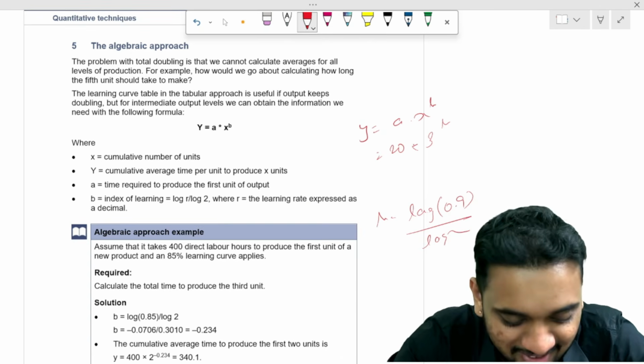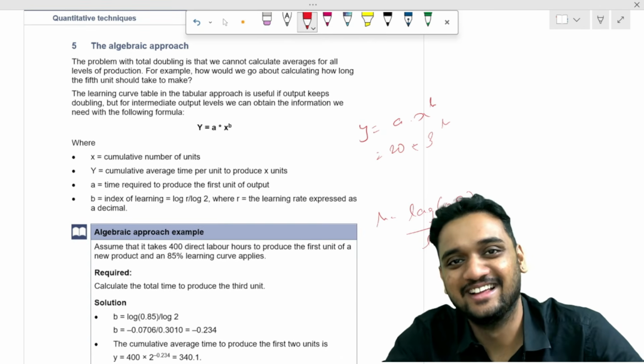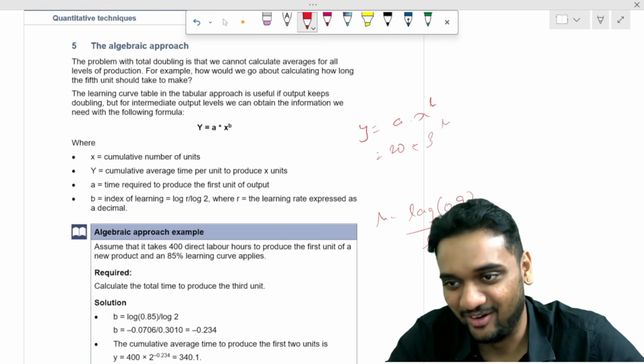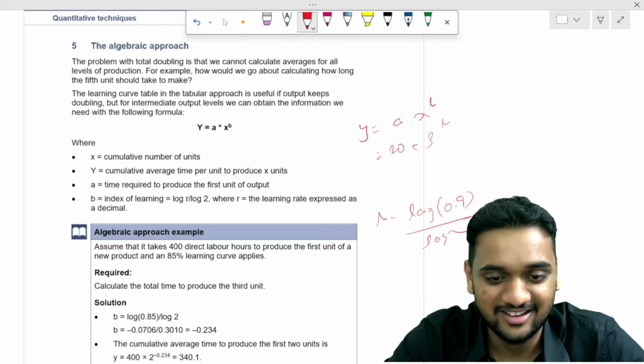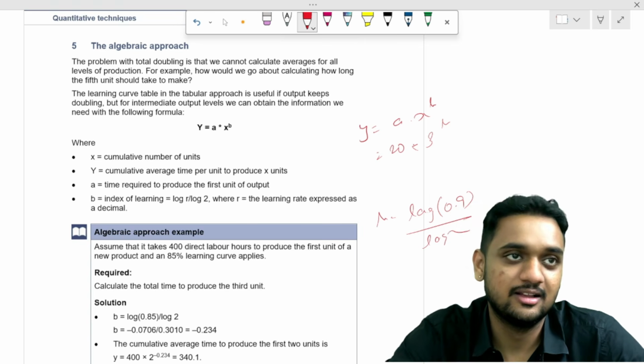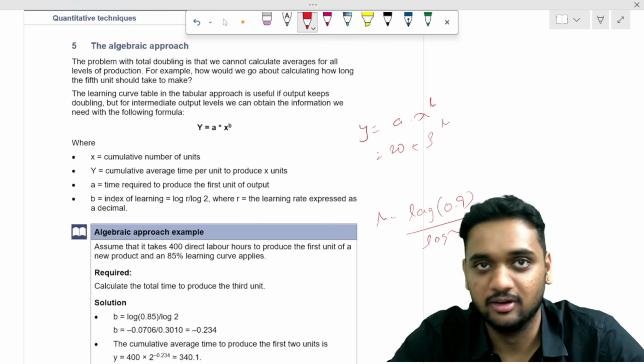Don't sleep in my class. Go back. Center forward. Go back. Center forward. Come forward.